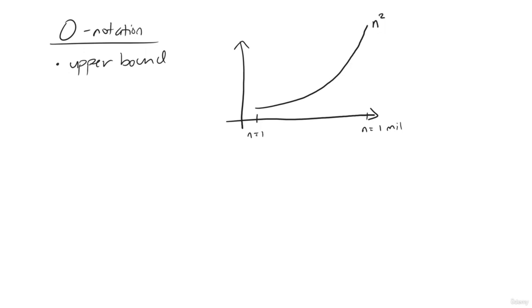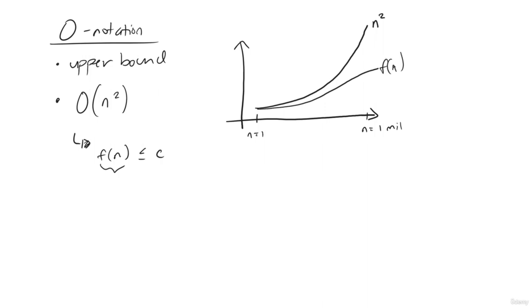And so what big O notation does is it says that if I have an algorithm that's big O of n squared, what I mean here is, f of n, let's just say this is the actual running time of our algorithm, the actual function for our algorithm, is going to be less than or equal to some constant c times n squared. And this is going to be past a certain point, n naught. So at a certain point, our algorithm is going to be upper bounded by n squared all the way into infinity.